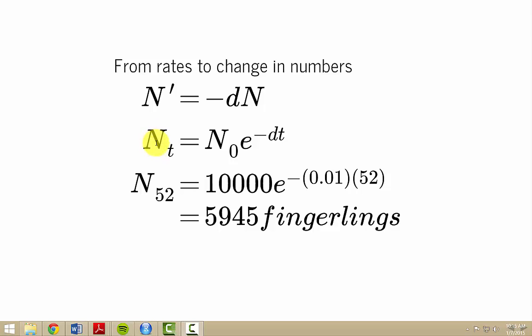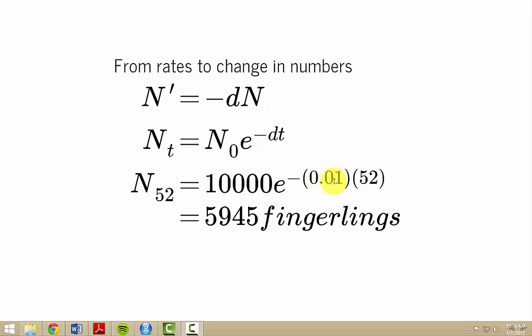We can calculate n at any future time t is going to be n at time 0 times e raised to the power minus dt. That's the solution to the equation for exponential decay. And if we can plug in an example, imagine that we release 10,000 fingerling fish into a lake as part of a stocking program. And we know from previous research that the per capita rate of death of those fingerlings on a weekly basis is 0.01. So our per capita rate d is 0.01.